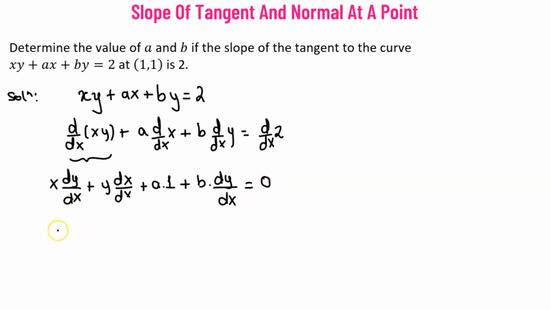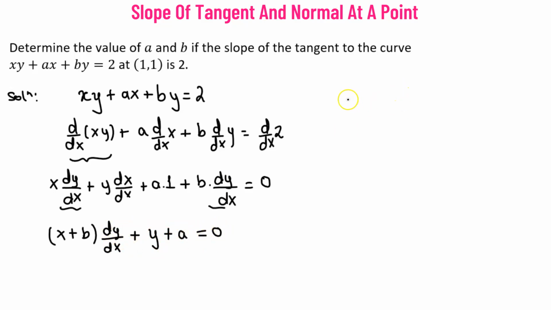So we have x dy/dx in the first term and b dy/dx, which is the last term. So let's combine them. So we have (x + b) times dy/dx, plus we have y times dx/dx, so that's simply y. So we have y + a = 0.